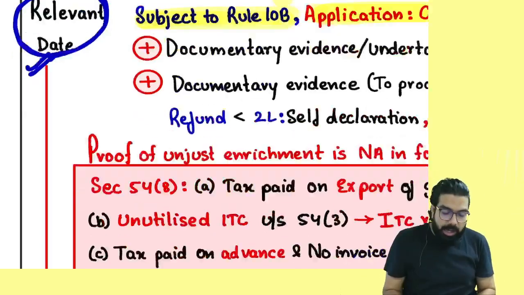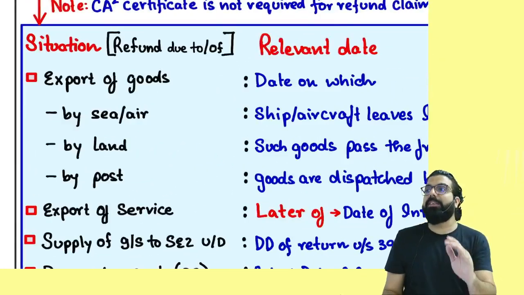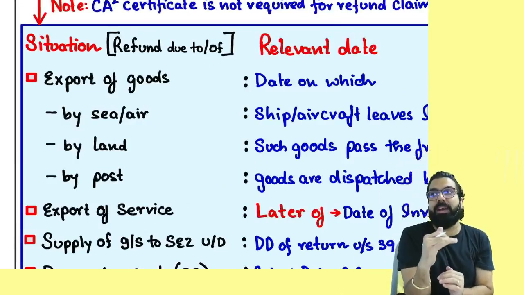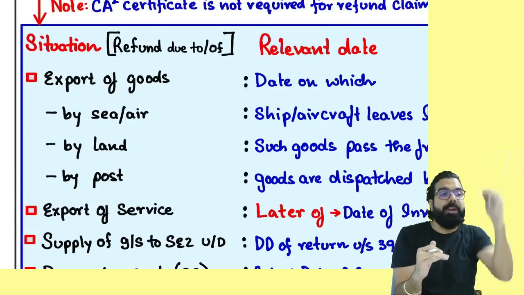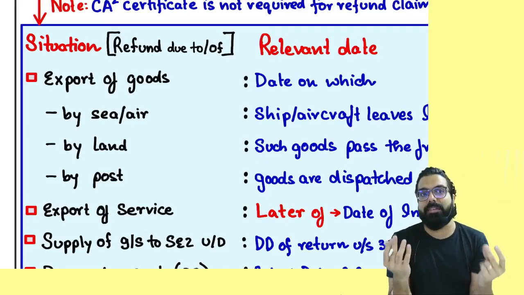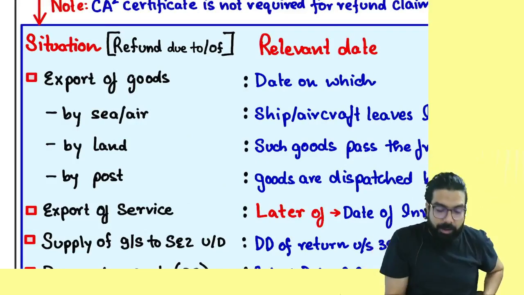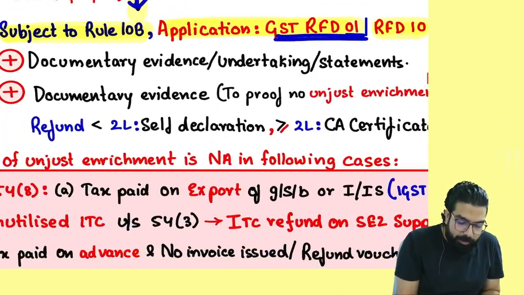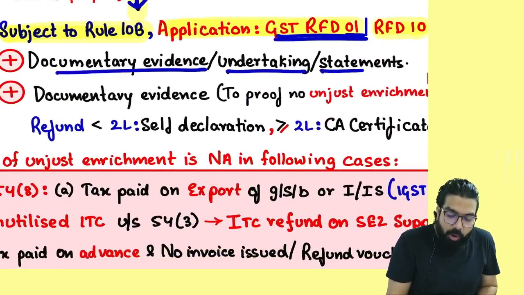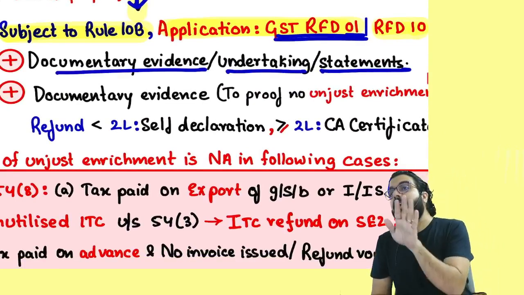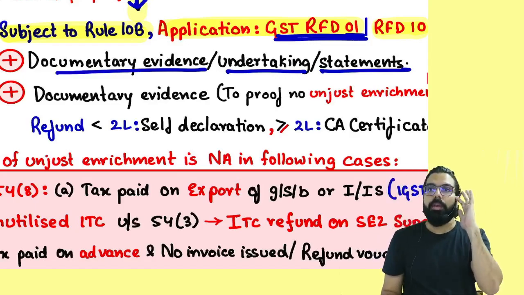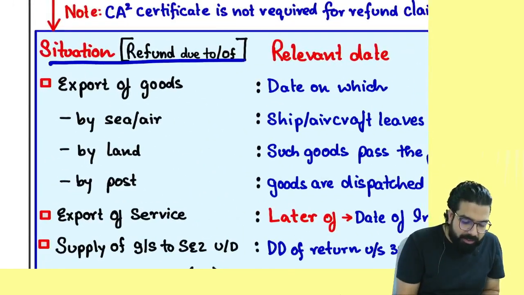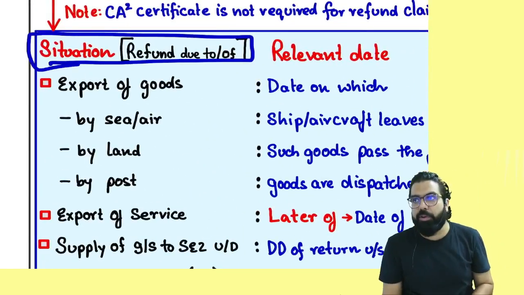Now, always remember, refund is given under many scenarios, and in various scenarios the relevant date is different, and also the documents you have to give at the time of asking for refund are different. Because whenever you apply for the refund, you have to give documentary evidence or undertaking or statement to prove that the refund is due. Are we clear, everyone? So let's now quickly go through the various situations when the refund will be given to you.